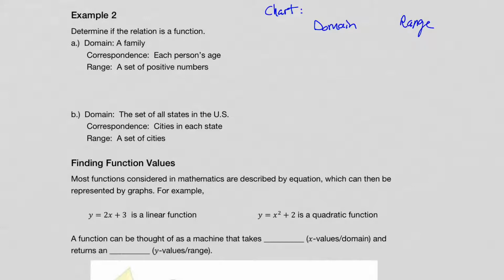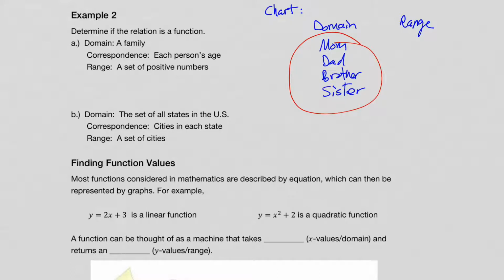It says, is this a function? We have a family. All right. So what do you have in a family? Normally speaking, you have a mom, a dad, brother, sister, for example. This is a quick example, okay? And then for the range, let's talk about the person's age is the correspondence. So we have some positive numbers.